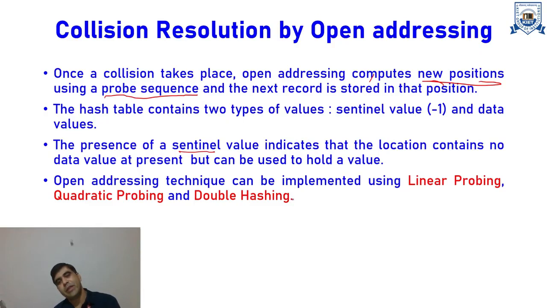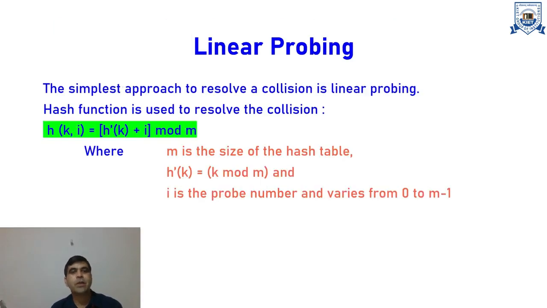There are three main methods which use this technique, open addressing. One is called linear probing, one is quadratic probing, and the last one is double hashing. We'll see them one by one. So the first one is linear probing. In linear probing, this is the simplest method to resolve a collision.